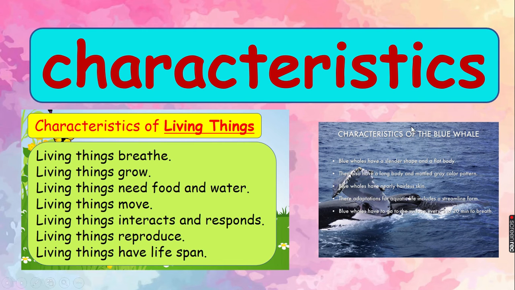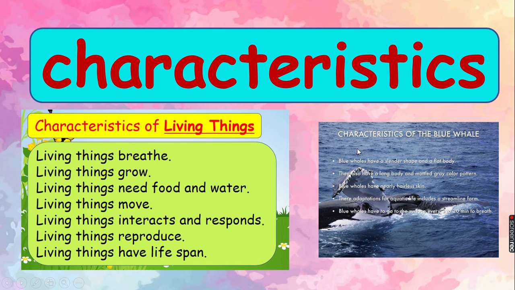Characteristics. So remember, we have the word character. If we don't include this, character is ticks. Characteristics. And these are the 7 characteristics of living things. Living things breathe. Let's have a quick review. Living things grow. Living things need food and water. Living things move. Living things interact and respond. Living things reproduce. And living things have lifespan.